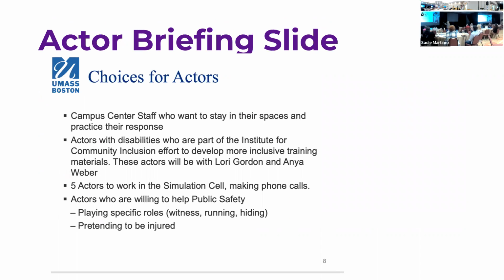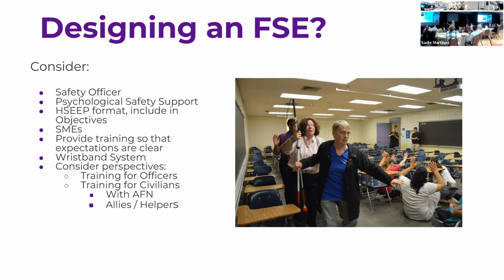So we had, as I mentioned, choices for actors. There were people who just wanted to be in the back. Was the gentleman in the doorway the active shooter, or was he just a police officer? He was the police officer. He came around the corner.